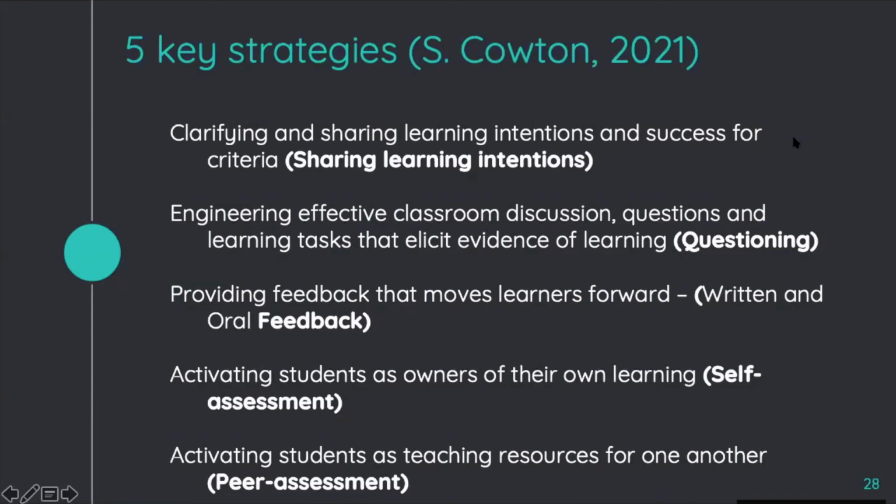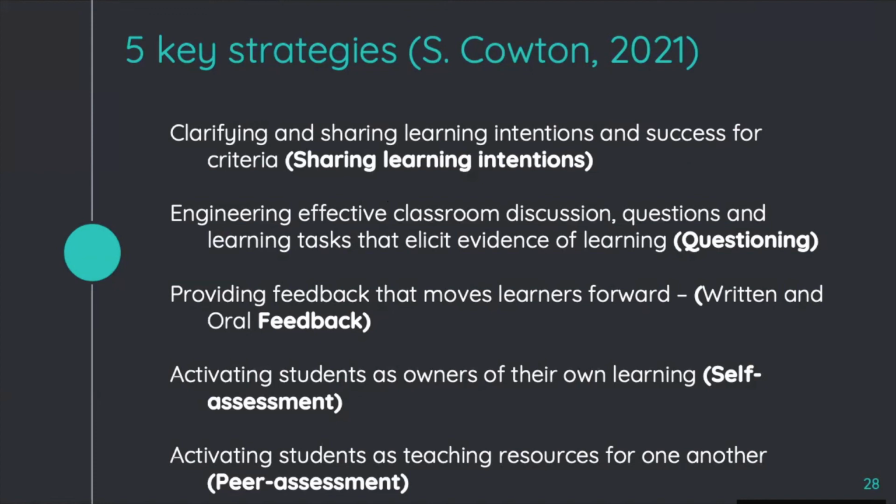All right. Then again, these are the key strategies that were shared by Simon in the first session. He mentioned 5 key strategies. The first one, clarifying and sharing learning intentions and success criteria. So there's a small mistake here. So here you share the learning intentions with the students. So that's the first key strategy. Students need to be aware of what's going on.